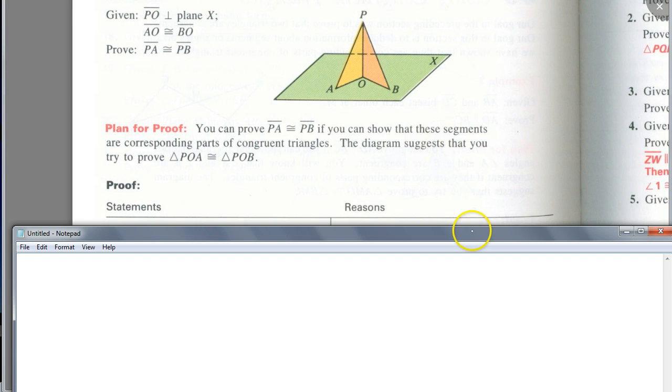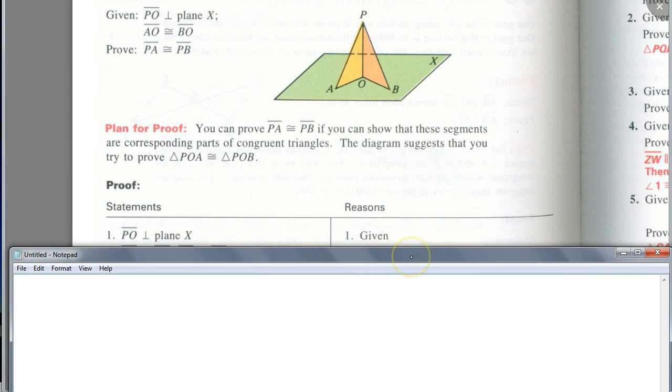So we did a plan for proof just now, and here we're going to start with PO is perpendicular to plane X. That's given. What are we going to say next? Anybody? Could we say from here that angle POA is congruent to POB? The answer is yes.